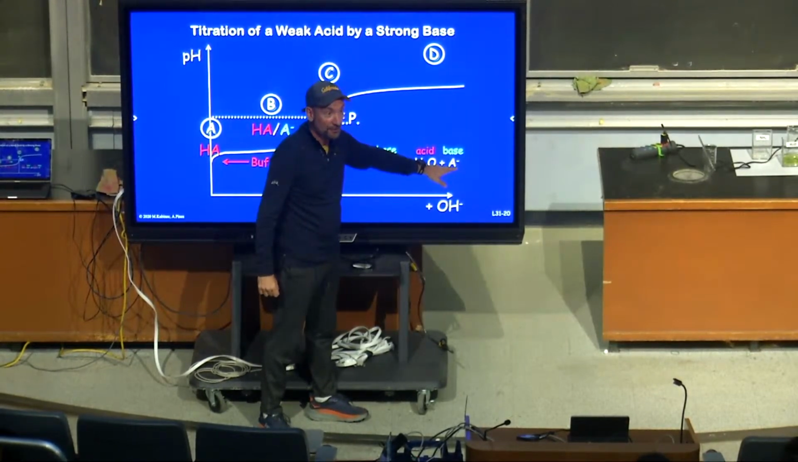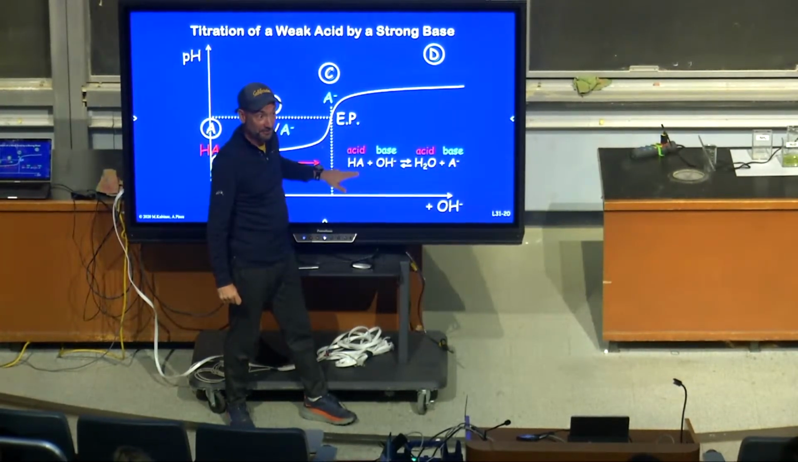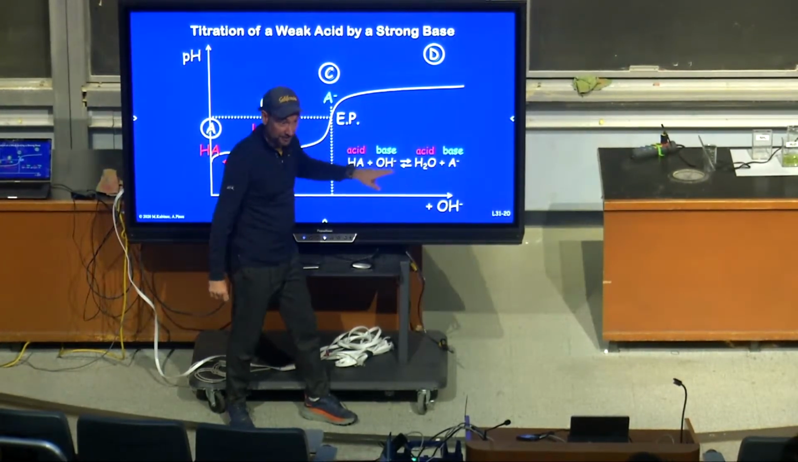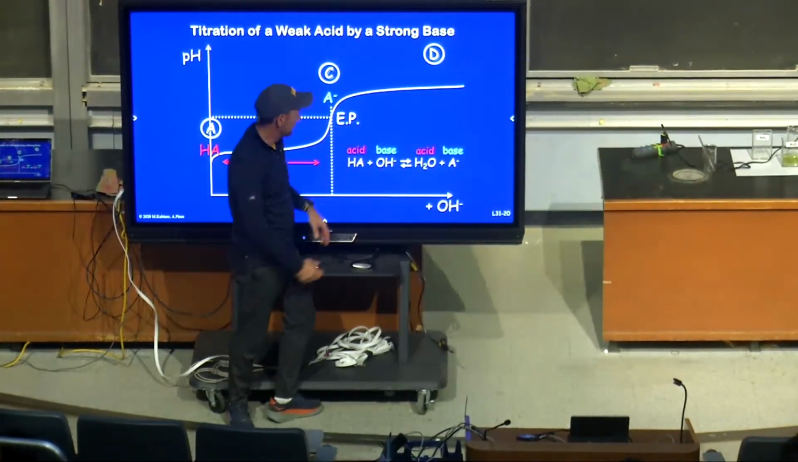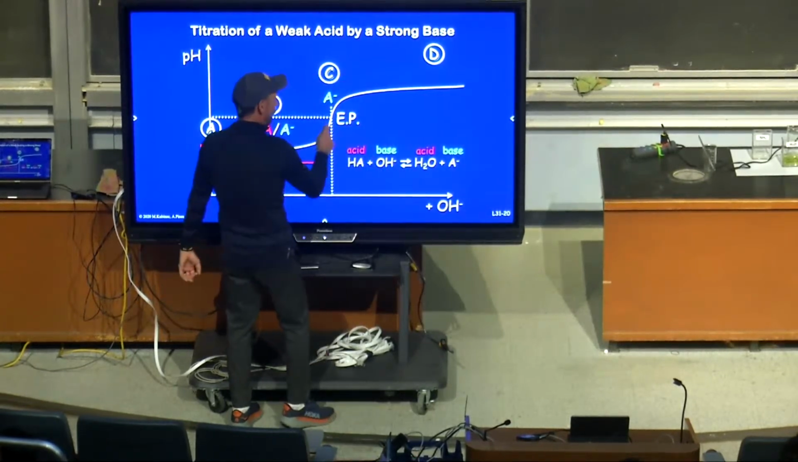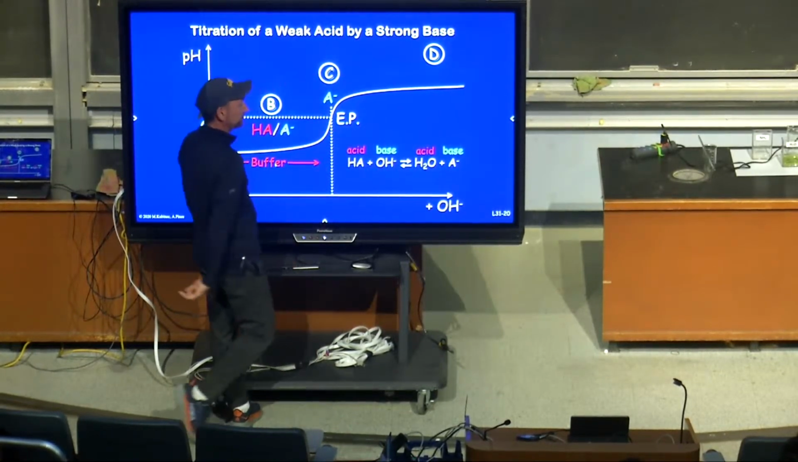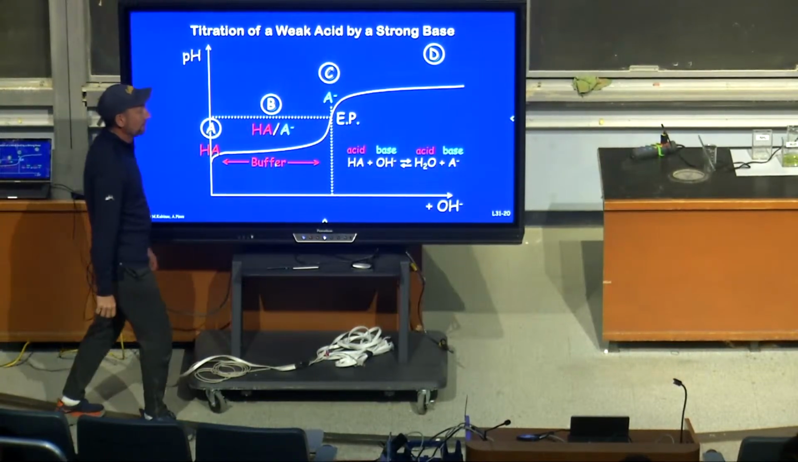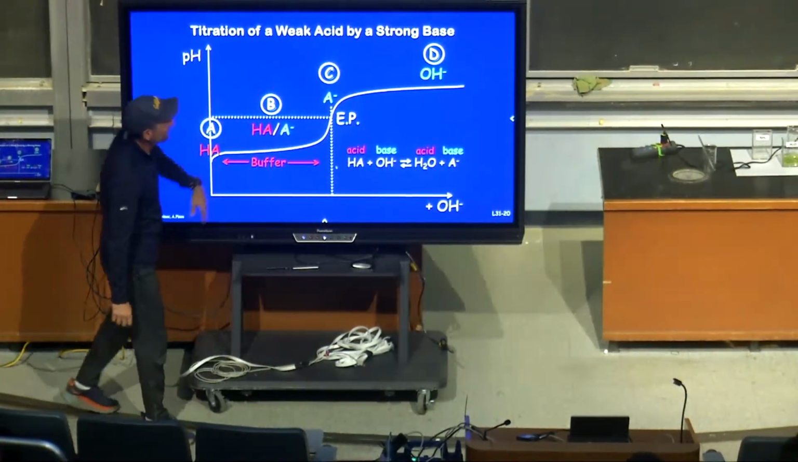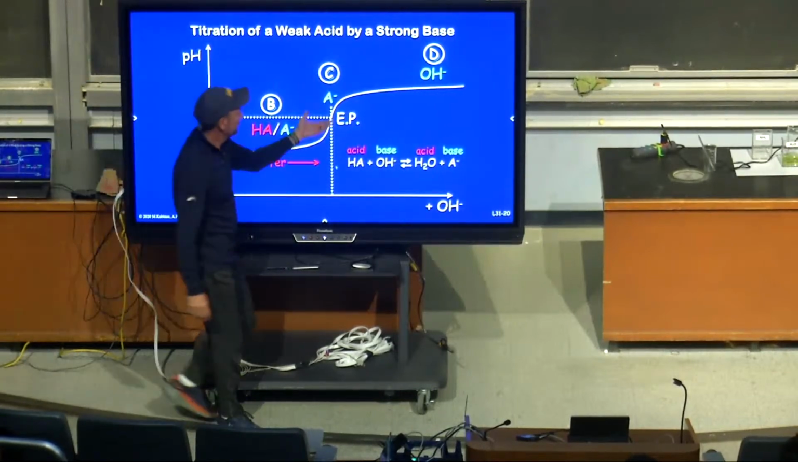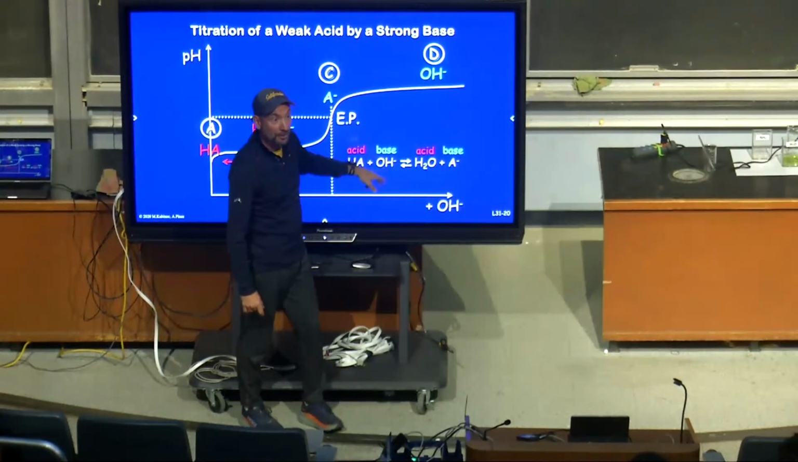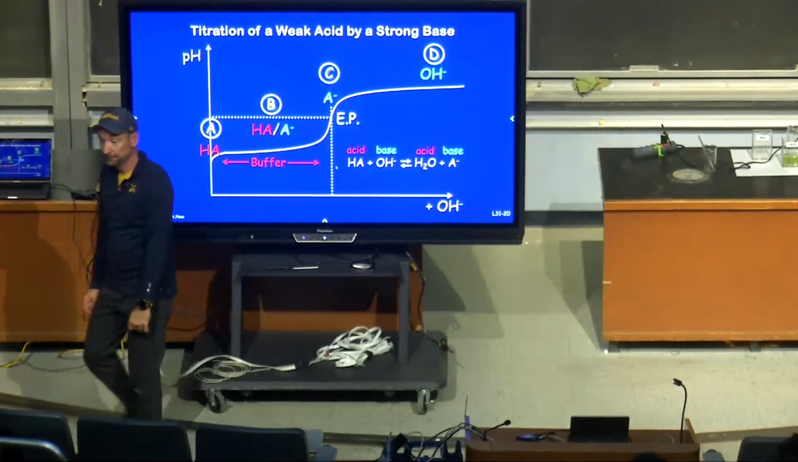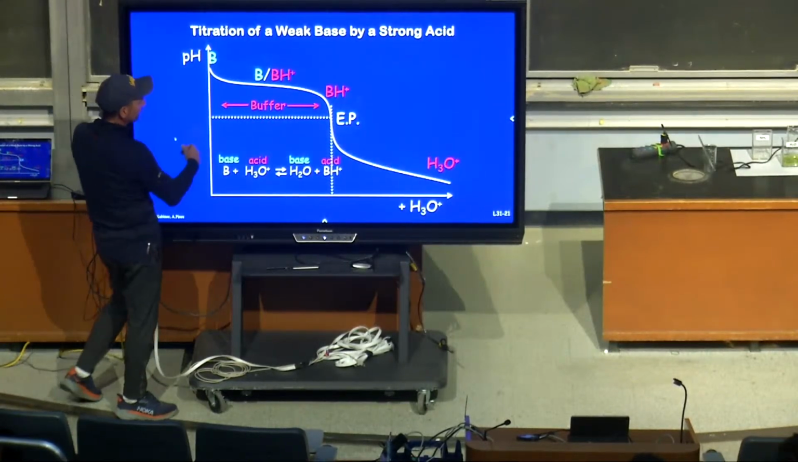Now you have this in solution, but that's a weak base. It will go back in this direction, and there'll be an equilibrium here. So it doesn't all stay A minus. There's an equilibrium. In fact, this equilibrium holds right there. And as you go to D now, once you've used this all up, then the pH is just dominated by the fact that you just keep adding more OH minuses. Okay? Those are the general features.